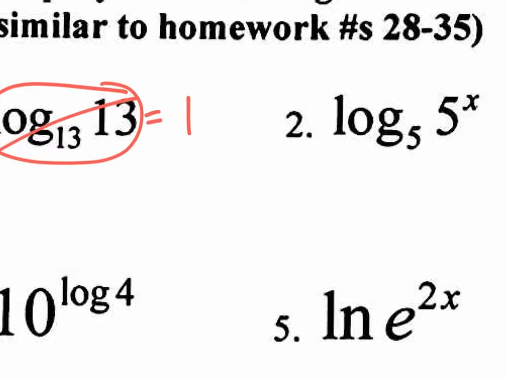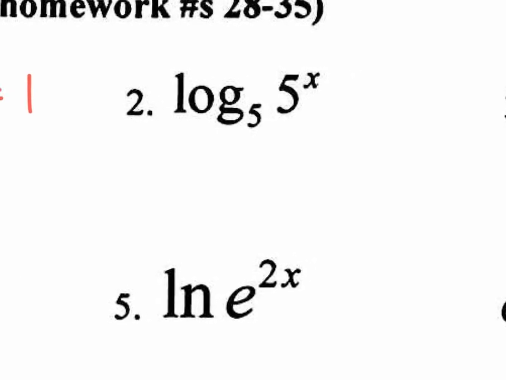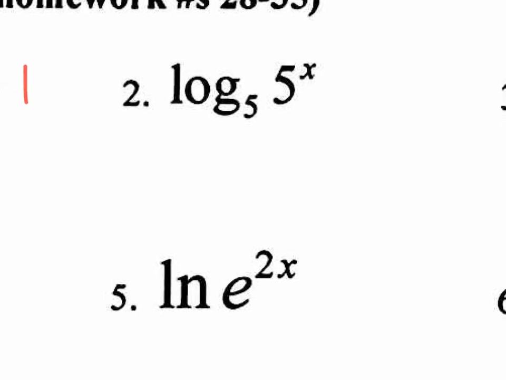Why? Because you might have variables involved, like on number 2. Log base 5 of 5. Log base 5 of 5 cancels out. So what happens with that exponent of x? It just comes down and it becomes a regular x, and that is your answer.